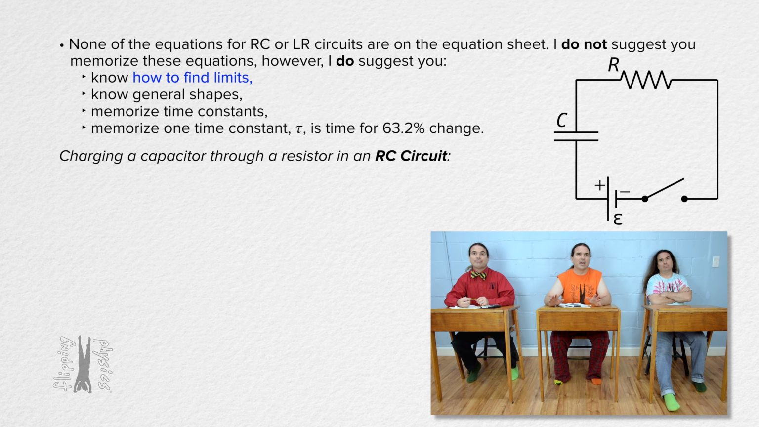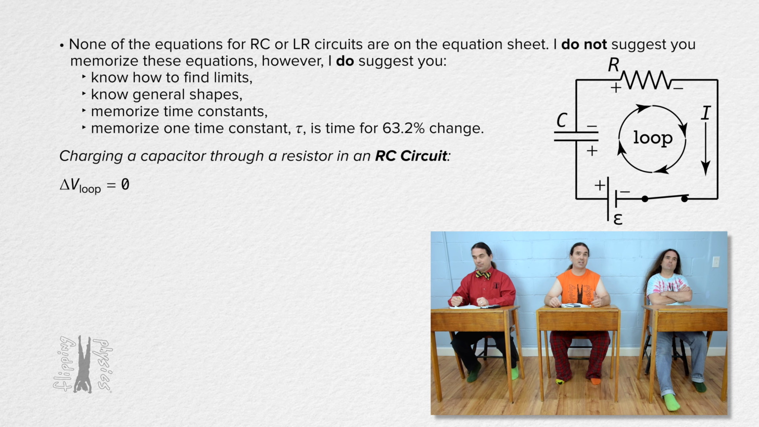Okay. To find the limits of charging a capacitor through a resistor, start with Kirchhoff's loop rule starting in the lower right-hand corner. The electrical potential difference around a loop equals 0, which equals the EMF across the battery minus the electric potential difference across the capacitor minus the electric potential difference across the resistor. Solving for EMF and substituting in equations gives us that EMF equals charge over capacitance plus current times resistance.